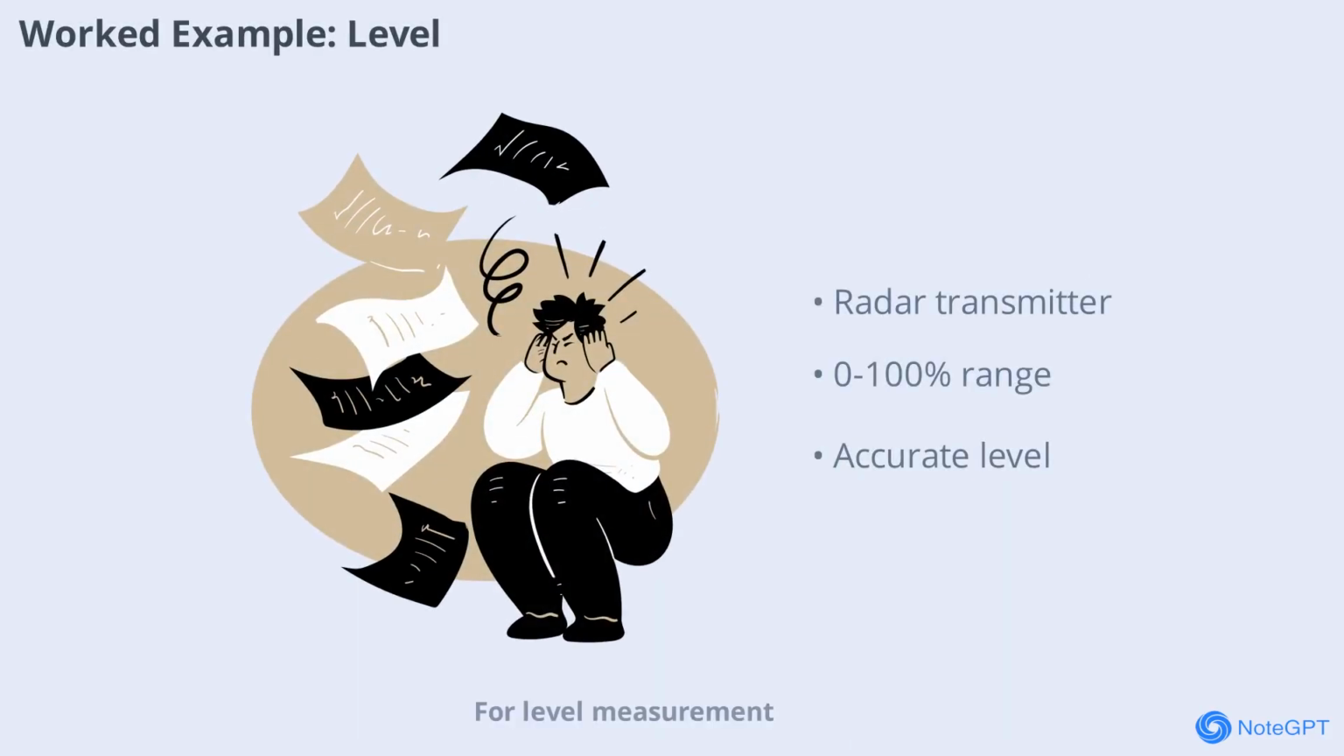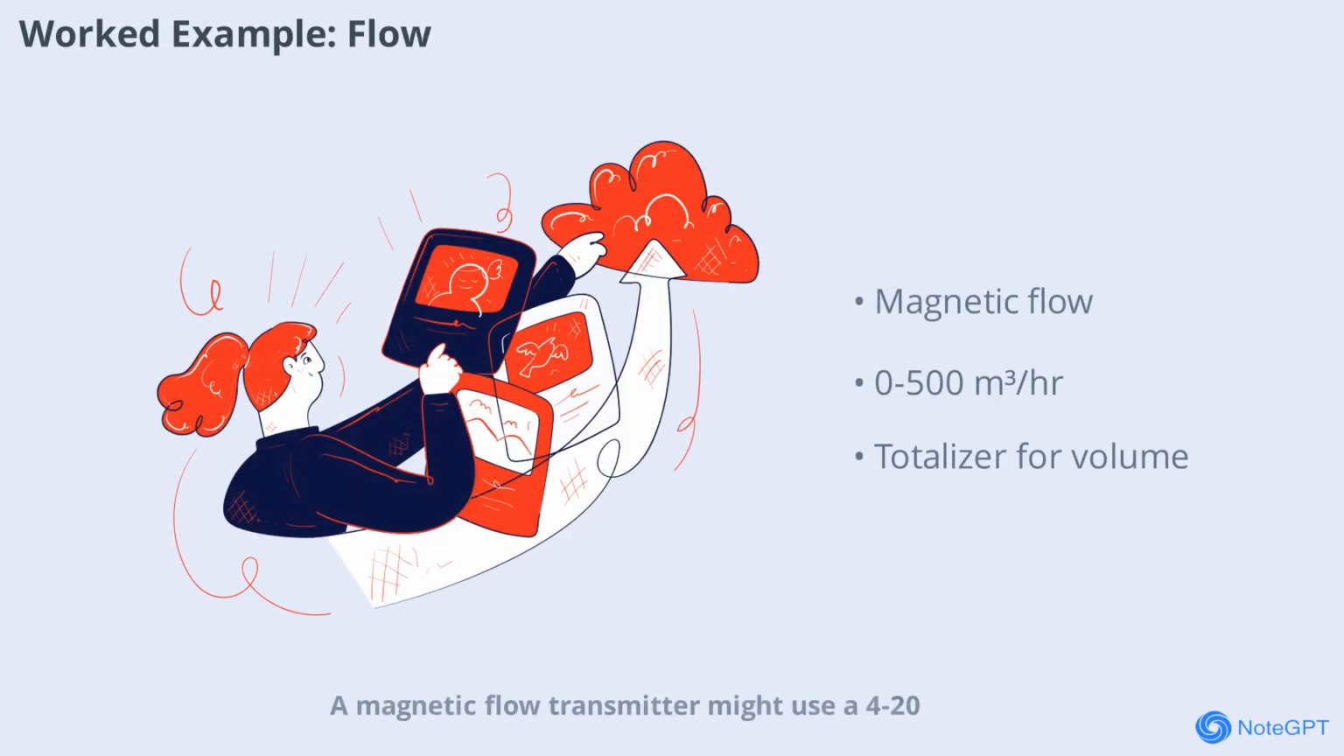For level measurement, a radar transmitter might output 4-20 mA for a range of 0 to 100%. The scaling formula converts the raw value into a percentage, allowing operators to monitor tank levels accurately and avoid overflows or shortages. A magnetic flow transmitter might use a 4-20 mA signal to represent 0 to 500 m3/hr. The guide explains how to use scaling and a totalizer to accumulate flow volume over time, providing operators with both instant and cumulative flow data.